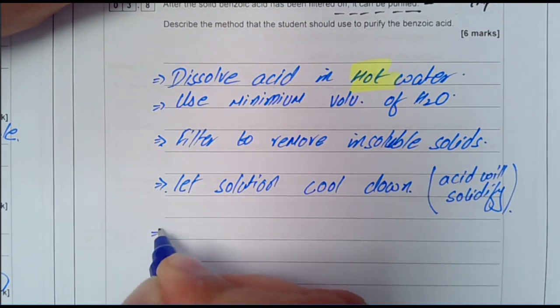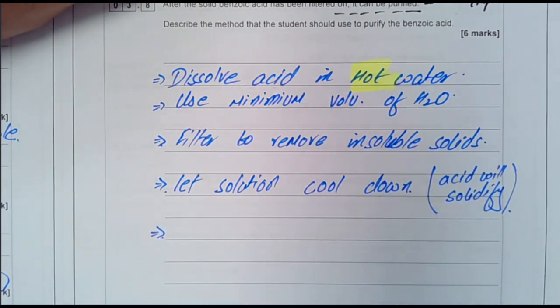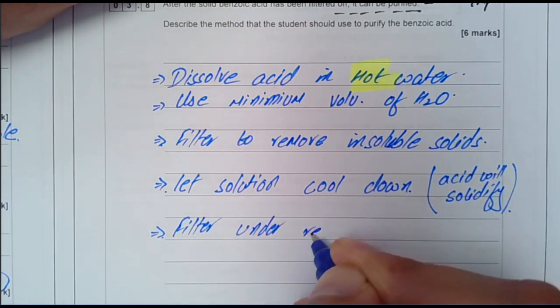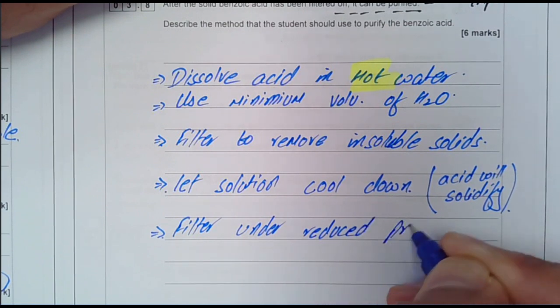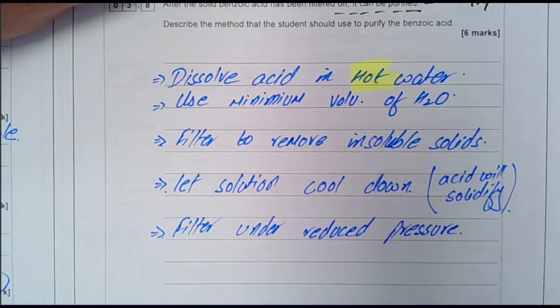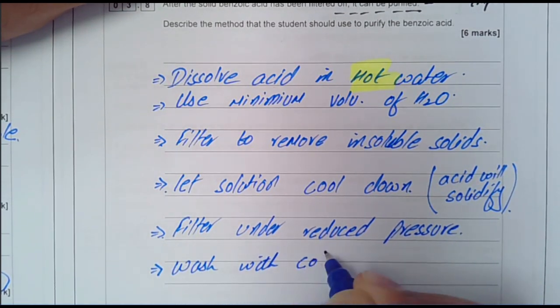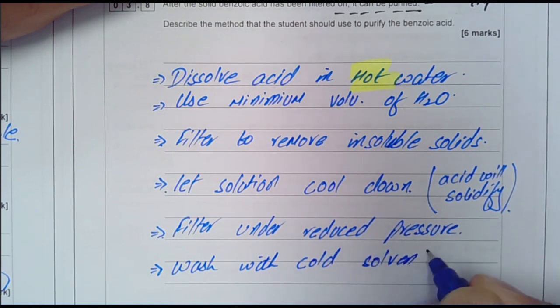What will I then do? Then I'll have to filter under reduced pressure. So this is similar to what you do when you are doing the synthesis of aspirin in an experiment, that you make the aspirin. Next one, what do I do now? Filter under reduced pressure. I can wash with cold water, and then you will dry. Wash with cold solvent and dry.